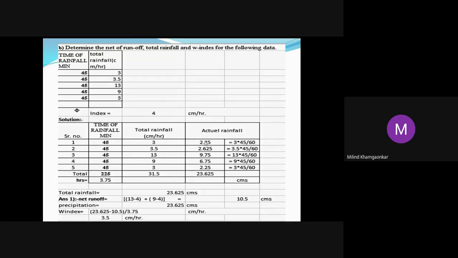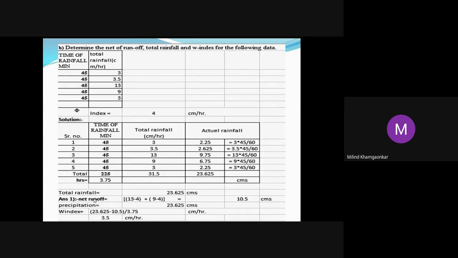So 2.25, 2.625. How I have worked it out, I have shown on the right side column, the details of the calculations. Again, the total of all this rainfall is 23.625 centimeters. This is your first answer, total rainfall. I have written here total rainfall is equal to 23.625 centimeters. You should also write this down in your exam. You can underline it and in front of it write down answer 1.